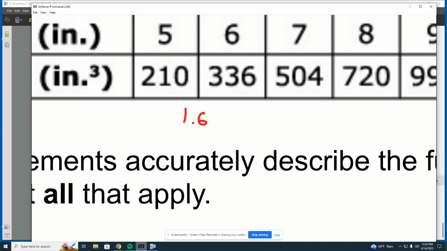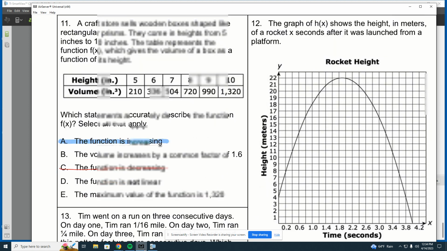It's 336. So does that mean I automatically pick B? No, it's a common factor. It needs to keep doing that. So let's do it again. What's 336 times 1.6? It's not 504, is it? So 1.6 is not a common factor. It was maybe from the first to the second value, but that was it. So it's not B.